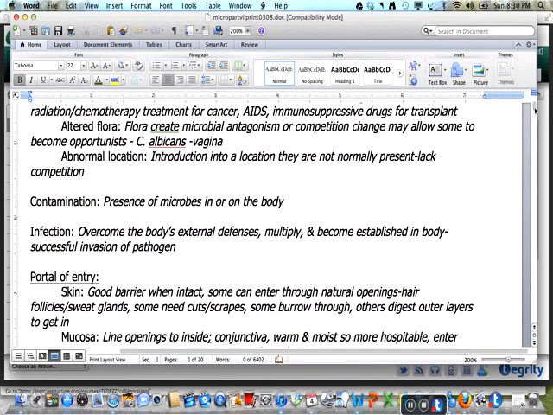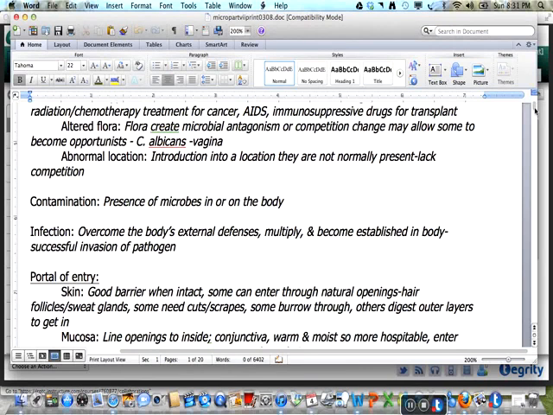Introducing organisms into an abnormal location where they are not normally present may be problematic. Often these areas lack competition and growth occurs very rapidly. An example would be the introduction of organisms into the peritoneal cavity after surgery. In that case, there is no competition and the organisms are able to grow very rapidly and be potentially life-threatening.